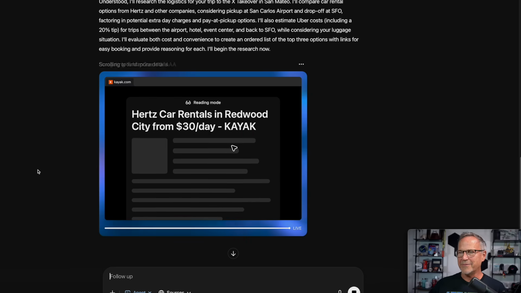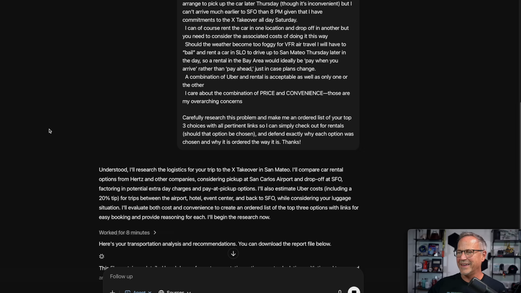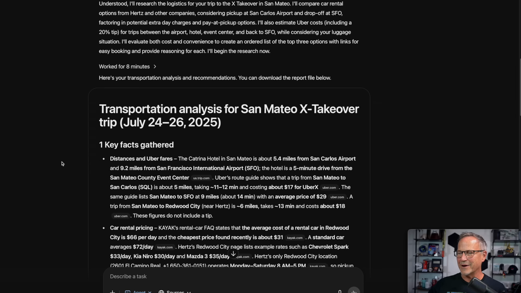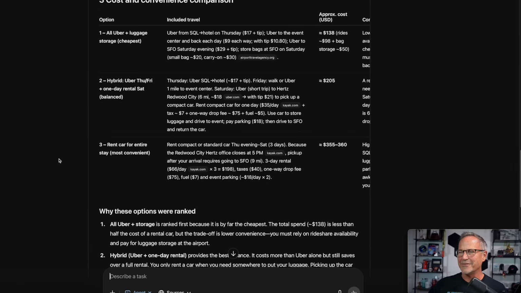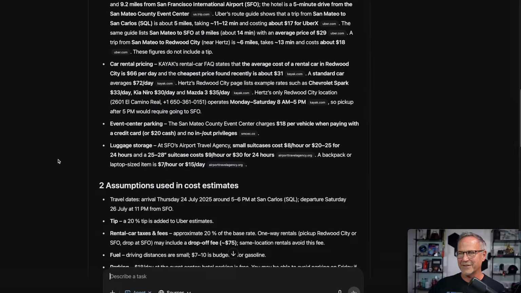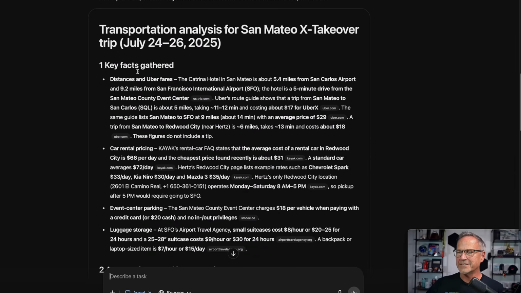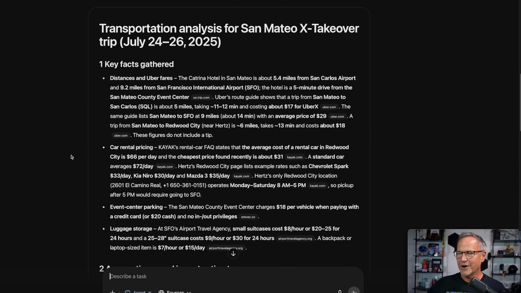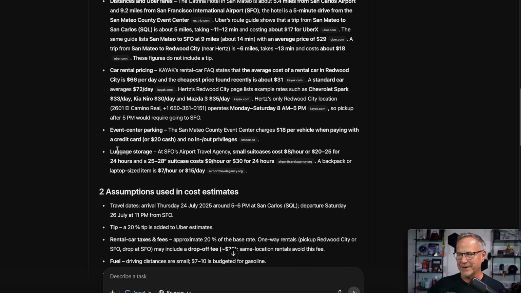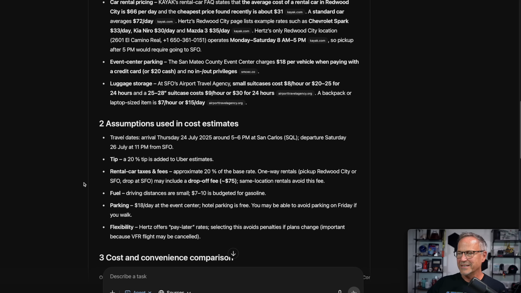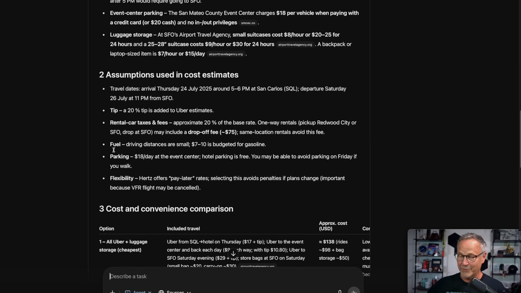All right, so checking back on it, you can see that, wow, it's going through a lot of web browsing. Oh, I think it actually might have just finished at this point. All right, so we have an ordered list. I will go ahead and read the other stuff after I finish looking at this list. Alrighty, so we've got the key facts gathered. It gathered distances and Uber fares, car rental pricing, event center parking, that's an interesting point too, I hadn't thought about that, and luggage storage, assumptions used in cost estimates, travel dates, tip, rental car taxes and fees, fuels, parking. I'd forgotten about fuel, good point there.